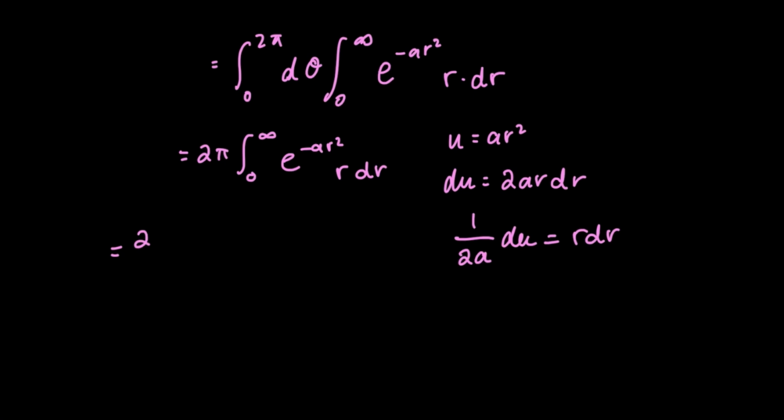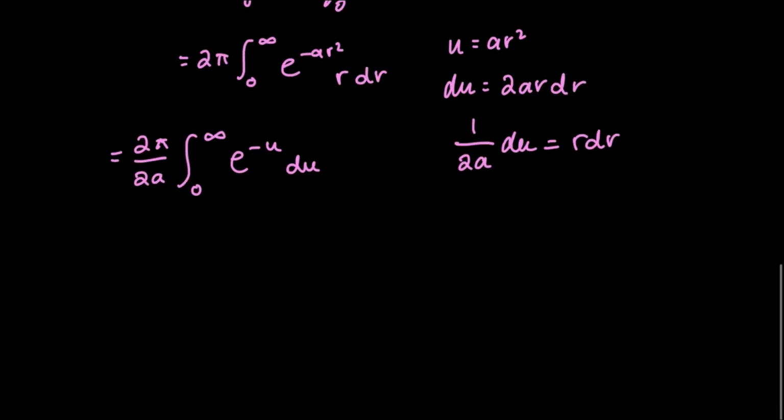So I have 2 pi over 2a, and I'm evaluating the integral now in terms of u, from 0 to infinity of e to the minus u du. And now I could finally get rid of the integral. I could actually integrate this. So I'm going to keep my constant and I'm going to simplify this outside. This is pi over a. And then when I integrate e to the minus u, there's a negative sign that comes out of it. So I'm also going to factor that out and take it outside.